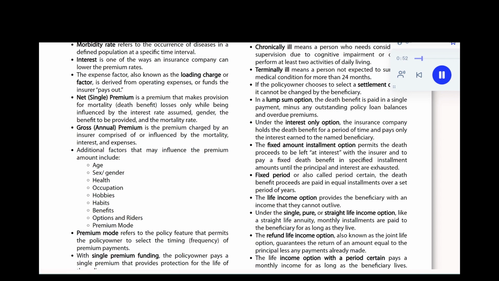Gross annual premium is the premium charged by an insurer comprised of or influenced by the mortality, interest, and expenses. Additional factors that may influence the premium amount include age, sex/gender, health, occupation, hobbies, habits, benefits, options and riders.